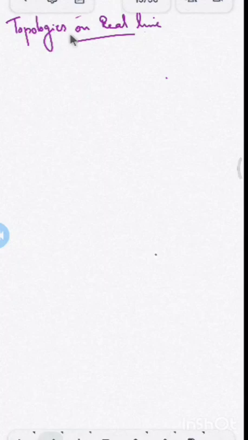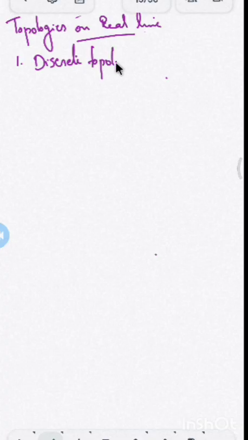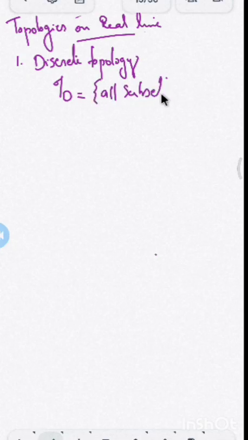In this video, we are going to see some examples of topologies on the real line. The first example of topology is the discrete topology on the real line. As in the previous video, the discrete topology is denoted by tau D. It consists of all subsets of the real line. All subsets of the real line. And this is the largest topology also.